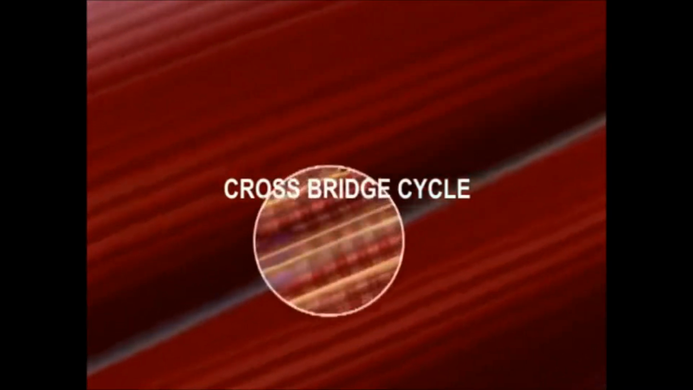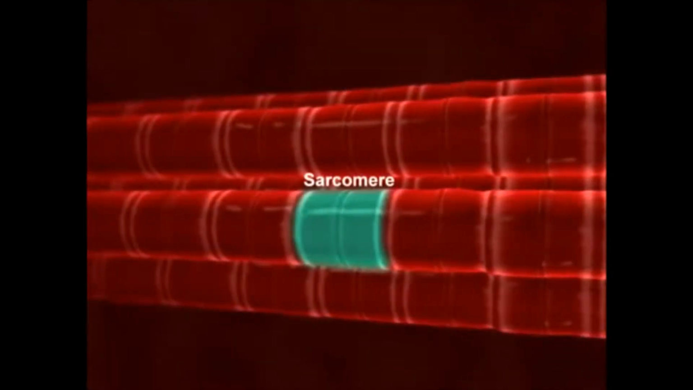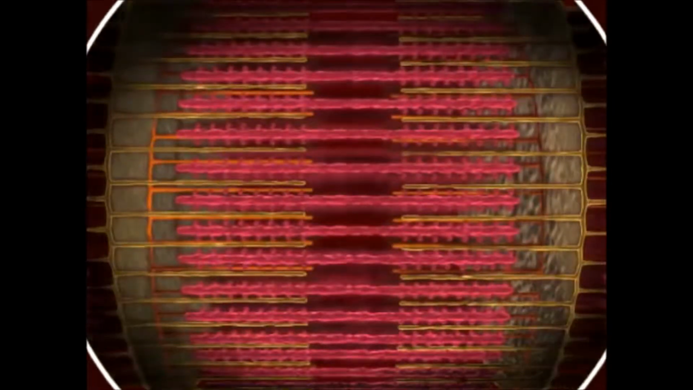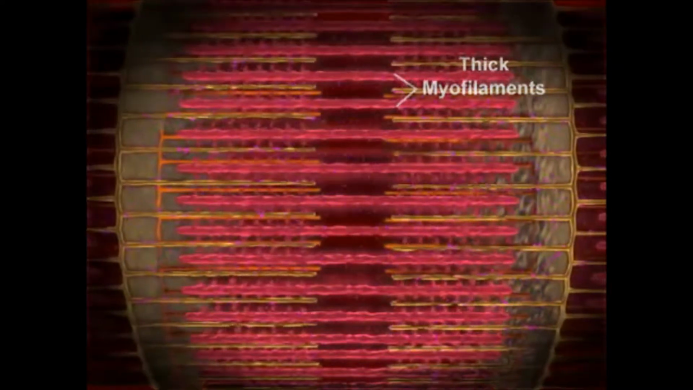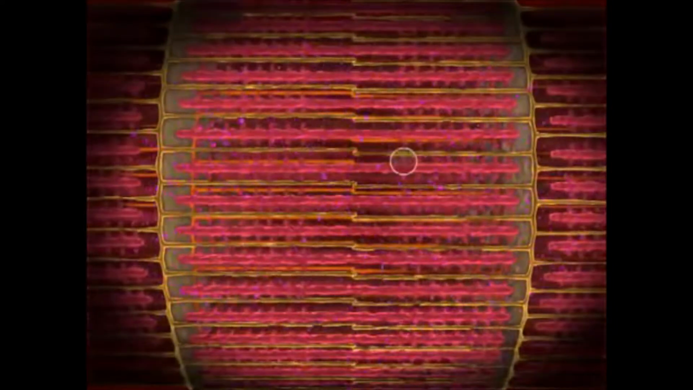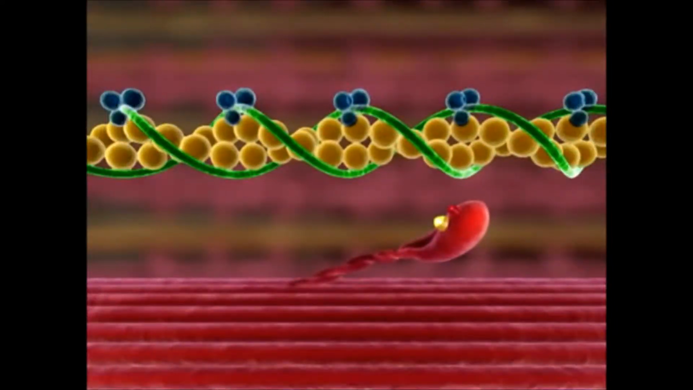In a skeletal muscle fiber, the functional unit of contraction is called the sarcomere. Thick filaments are made of a protein called myosin. At the molecular level, a thick filament is a sheaf of myosin molecules arranged in a cylinder. Thin filaments are made of another protein called actin. The thin filaments look like two strands of pearls twisted around each other.